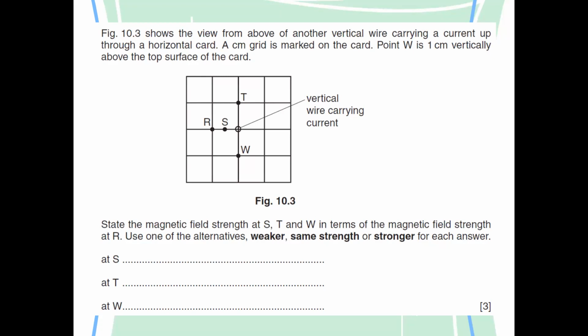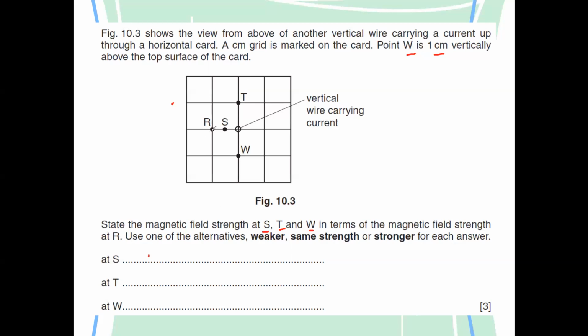Figure 10.3 shows a view from above of another vertical wire which is carrying the current up. A centimeter grid is marked on the card. A point W is 1 centimeter vertically above the top surface of the card. State the magnetic field strength at S, T, and W in terms of R.